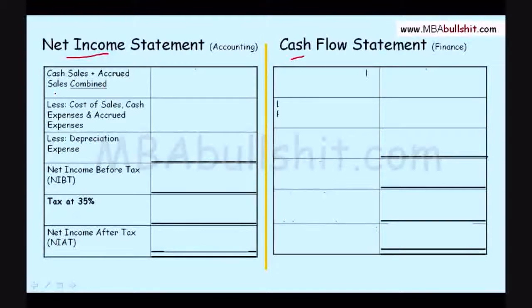So as you remember from your accounting subject, if you did take accounting, in the net income statement, you have to include the cash sales, meaning the sales for which you already received cash, plus you have to include the accrued sales. Accrued sales means the sales which you made, but for which you still did not yet receive the cash.